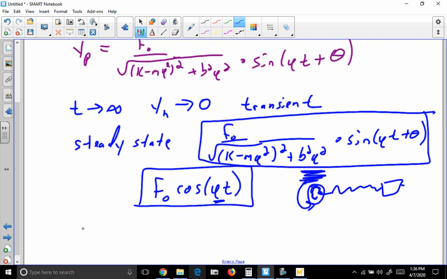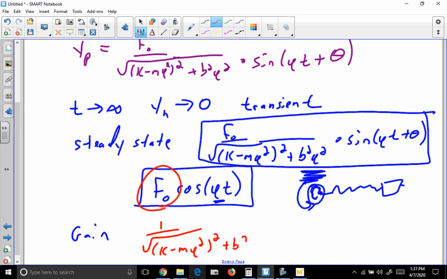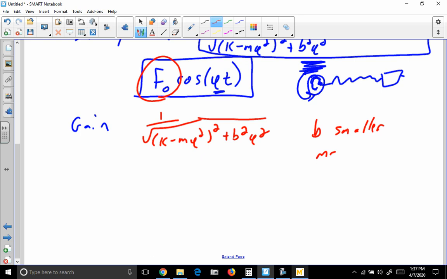And then we call the gain factor, if F sub 0 is the magnitude or the amplitude of our external driving force, then 1 over the square root of K minus M gamma squared all squared plus B squared gamma squared, that's how much that is increased or decreased by. So what we saw here is that as B gets smaller, then the maximum gain increases.